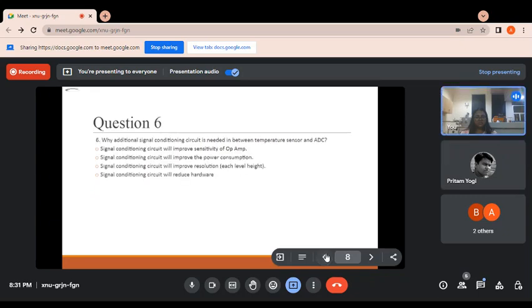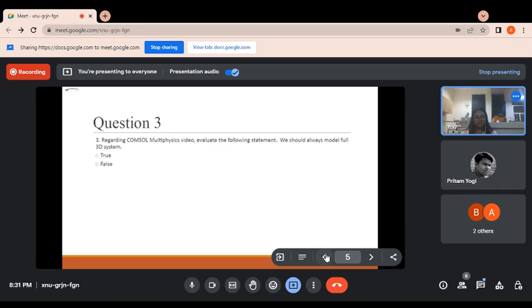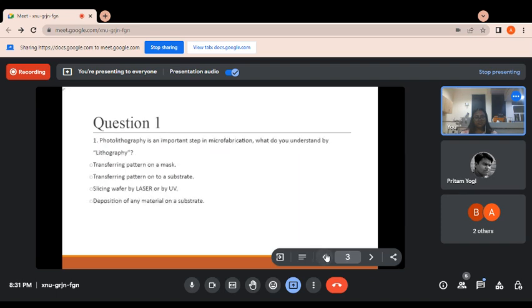So next we are going to discuss our previous 11 questions. This is a simple question: photolithography is an important step in microfabrication. What do you understand by lithography? First is transferring pattern on a mask. Second, transferring pattern on a substrate. Third is slicing wafer by laser or by UV or deposition of any material on a substrate. Option B. Okay.